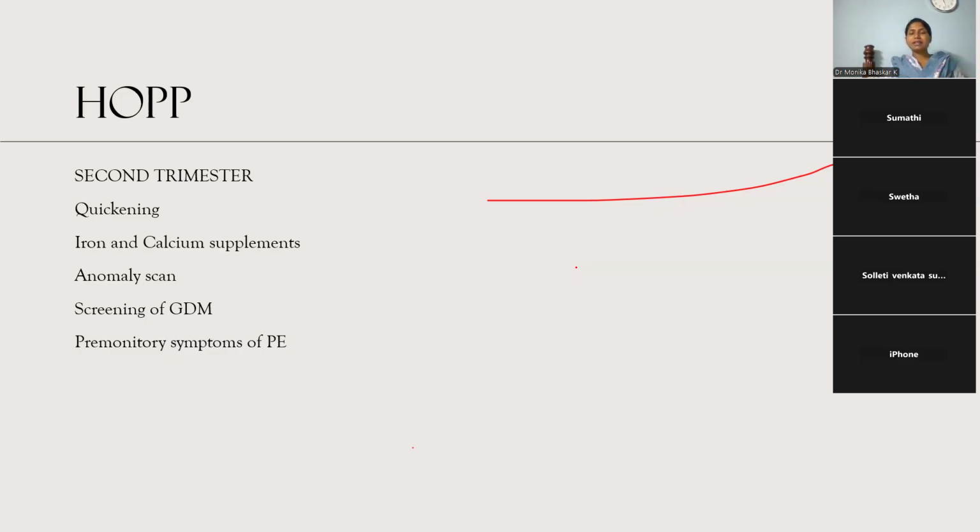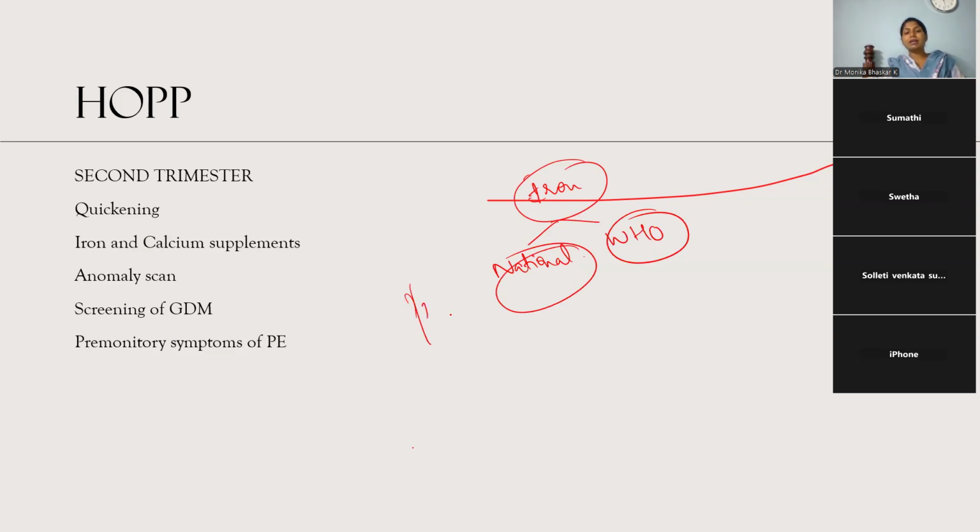The second important thing in the second trimester is iron and calcium supplementation. There are two important things you have to remember about iron in pregnancy. What do the national guidelines, that is the FOGSI guidelines, tell? What do the WHO guidelines tell? Both recommend prophylactic administration of iron. How much? National guidelines: 100 mg of elemental iron for 180 days during pregnancy and 180 days after pregnancy, starting from the second trimester.